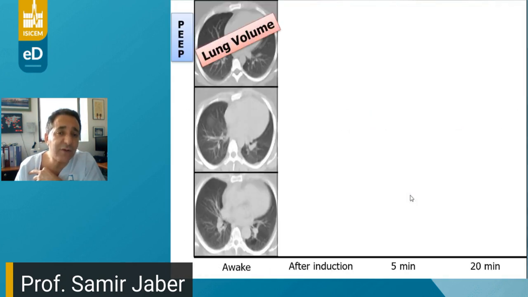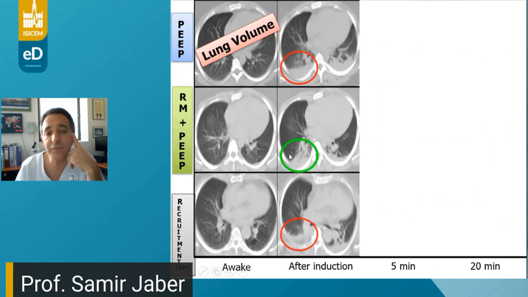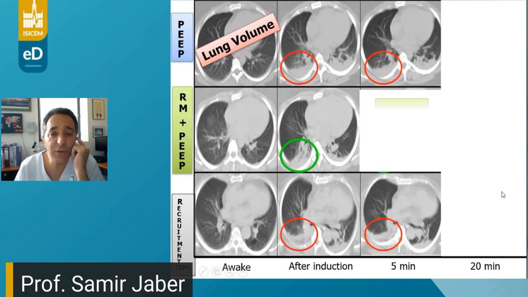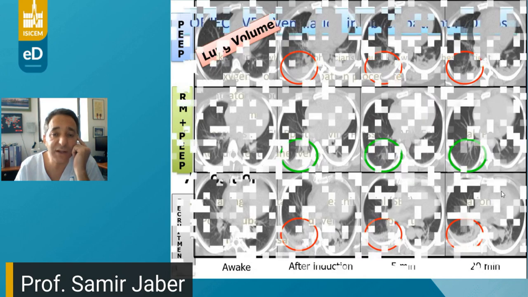Recruitment maneuver, as you know, is recommended. You see, you have PEEP alone, recruitment alone, and PEEP plus recruitment. So using PEEP alone or recruitment alone could not avoid atelectasis. However, using both, that means opening the lung and keeping it open, could avoid atelectasis.